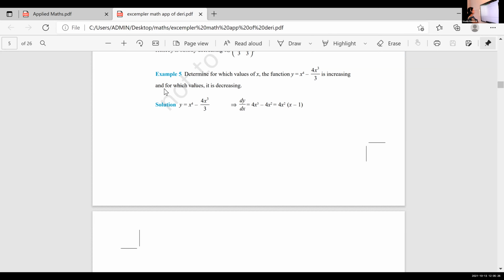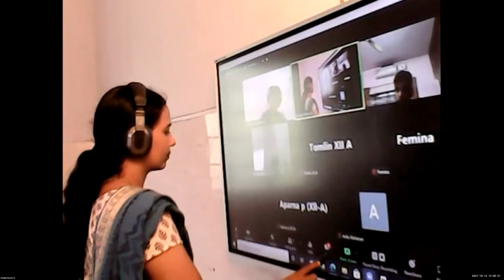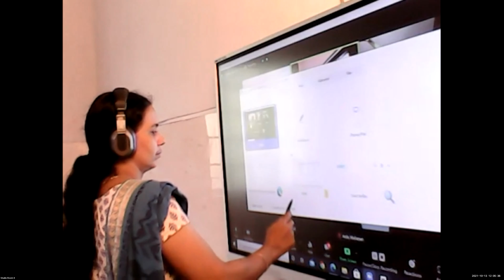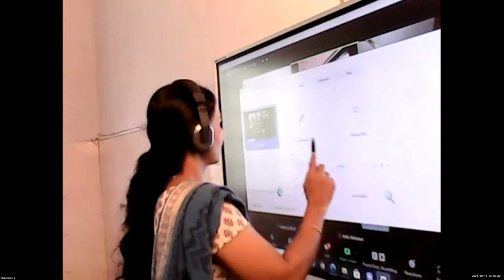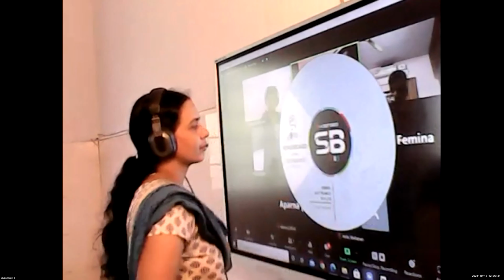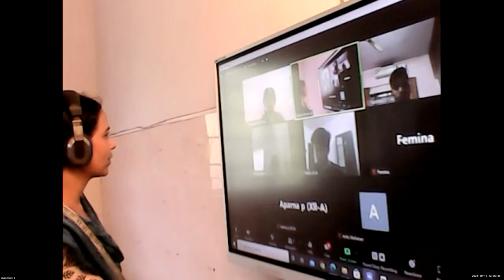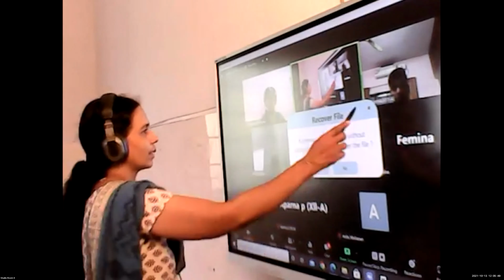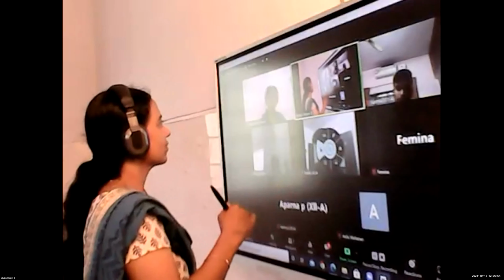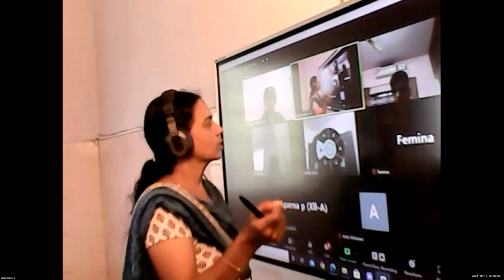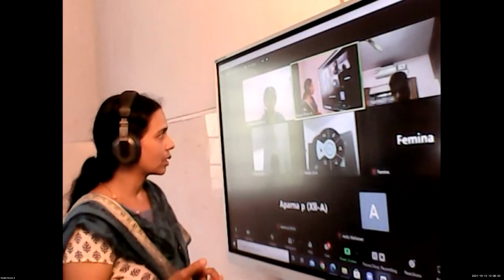We have to find for which values it is increasing and for which values it is decreasing. How to do this? When will you say the function is increasing or decreasing? Given a function f of x, you have to find f dash of x. Equate f dash of x to 0 and solve for x. That means we call them stationary points.